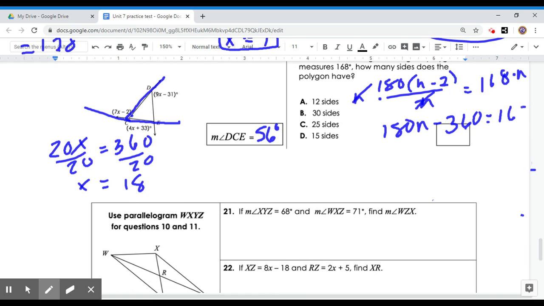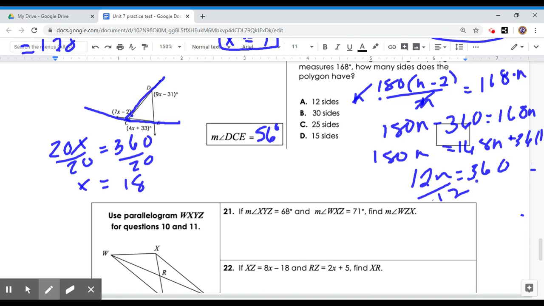So 168n. I distributed the 180. We still multiplied by n on both sides. Now let's add 360 to both sides. So 180n equals 168n plus 360. Now I'll subtract 168n from both sides. So 180 minus 168 is 12n equals 360. This is much better. Then divide by 12 on both sides. n equals 360 divided by 12, which is 30.